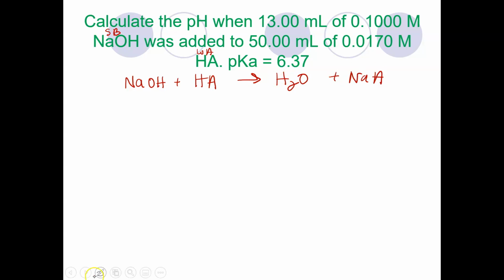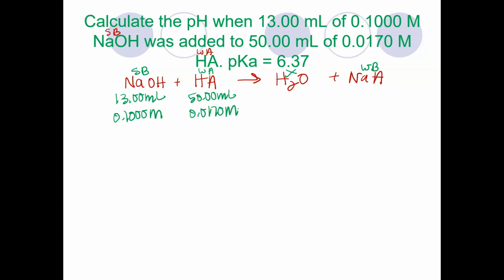Awesome. Change my color. I'm going to label everything. So strong base, weak acid, neutral, weak base. Again, this is the same balanced equation that I've done. So there's my label. Number 2 says convert to moles of each chemical. So sodium hydroxide, I have 13.00 milliliters of a 0.1000 molarity. HA is 50.00 milliliters of a 0.0170 molarity. None of those are in moles, so I'm going to convert them to moles.